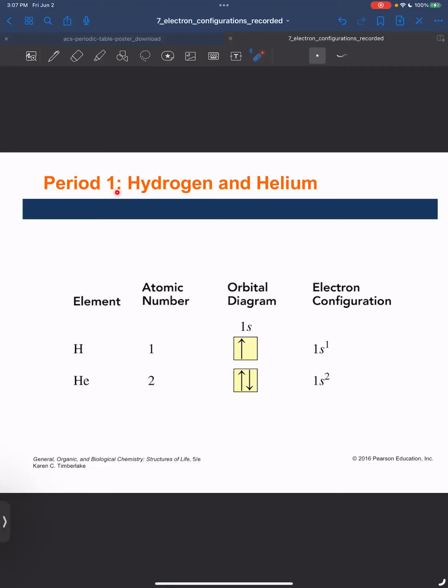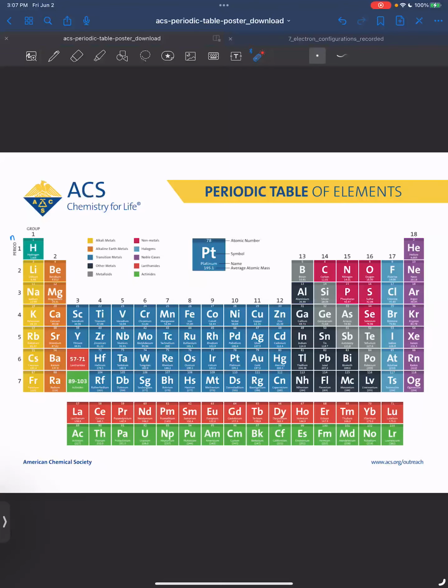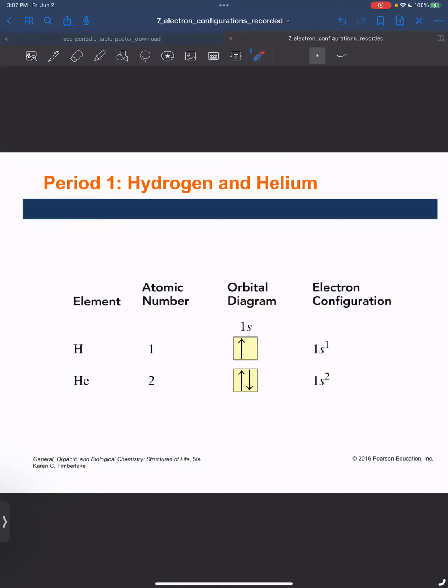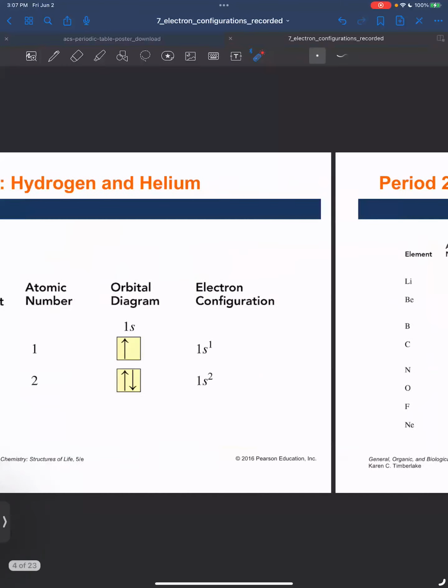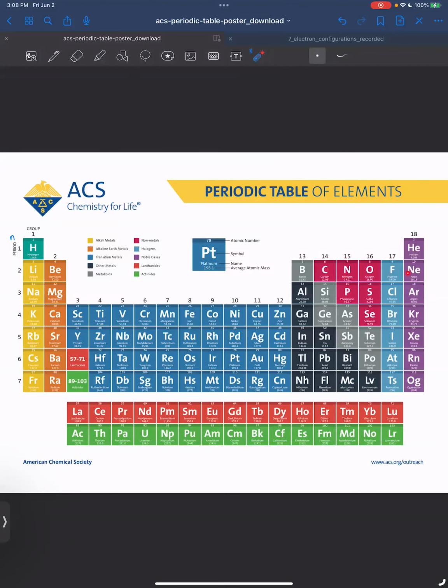Now, period 1, remember that periods represent the horizontal rows on a periodic table, but also represent the principal quantum number n. n equals 1, n equals 2, 3, 4, and so on. So period 1 elements are hydrogen and helium, and this is both their orbital diagrams and their electron configurations. Let's look at period 2 elements. These are elements from lithium to neon on the periodic table.